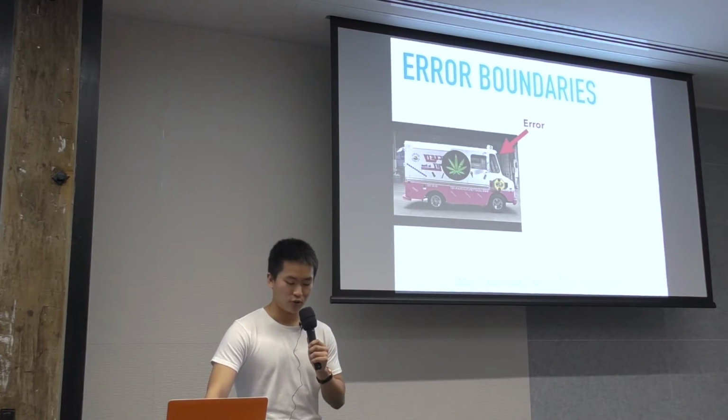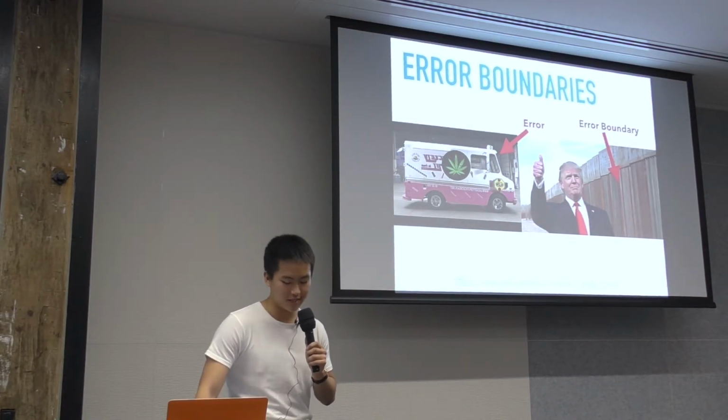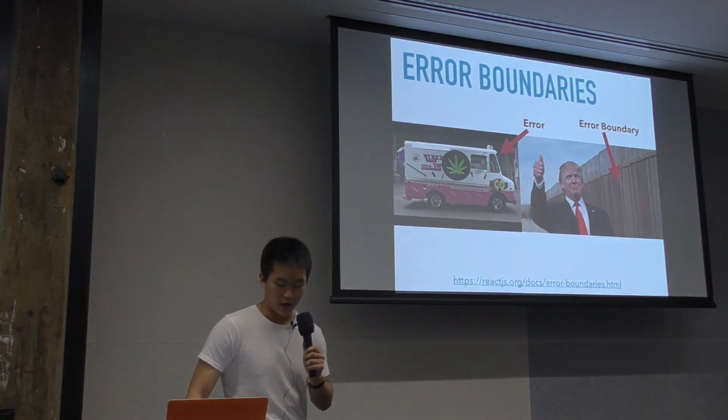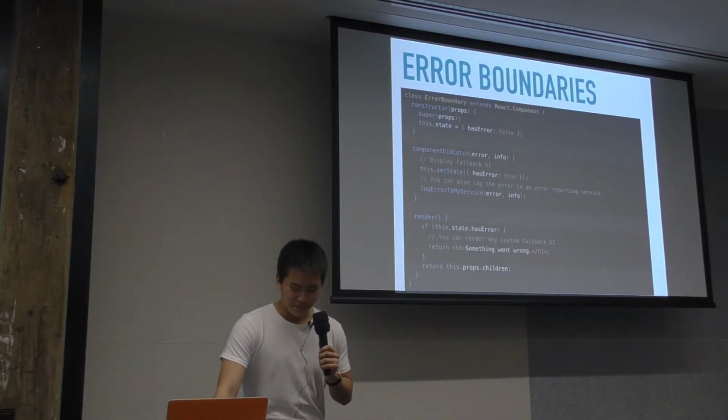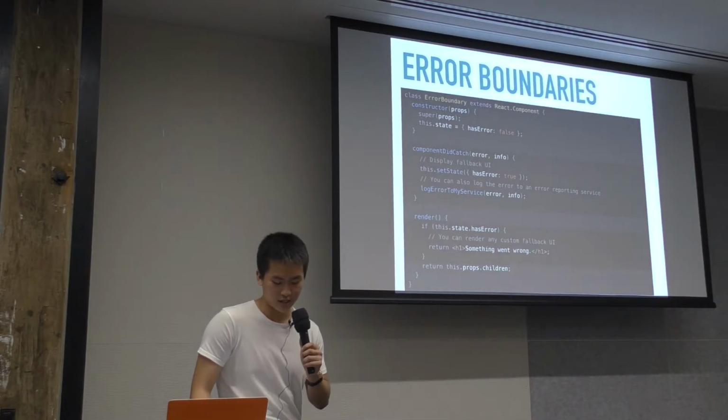How would you stop this? With an error boundary. And that's exactly what it does. As an error boundary would do, it would stop it and make React great again. So this is the code that you would use for such an error boundary. If you can't see that up the back, I apologize.